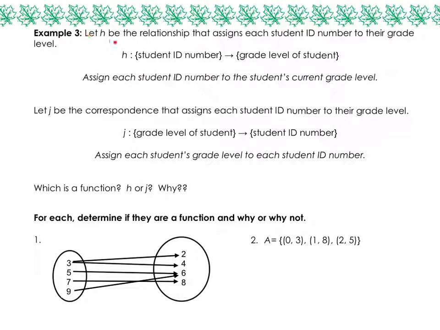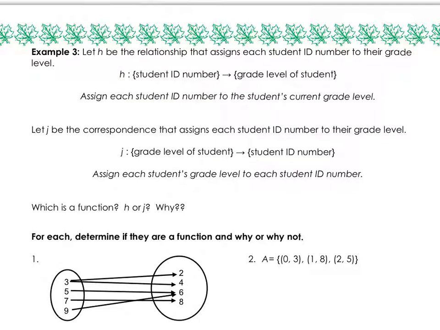Okay, in this example, let H be a relationship that assigns each student's ID number to their grade level. So this is just in words. H is the student ID number going to the grade level of the student, assigning each student's ID number to the student's current grade level. And then we have, let J be a correspondence that assigns each student's ID number to their grade level. So it's just in words. Which is a function, H or J, and why? I want you to give that a try.